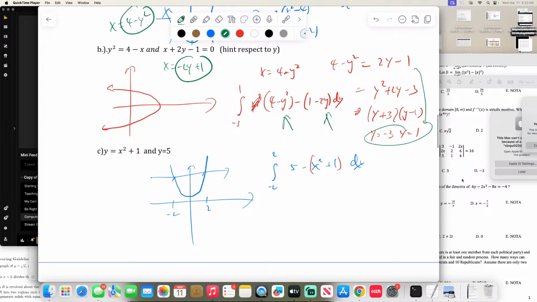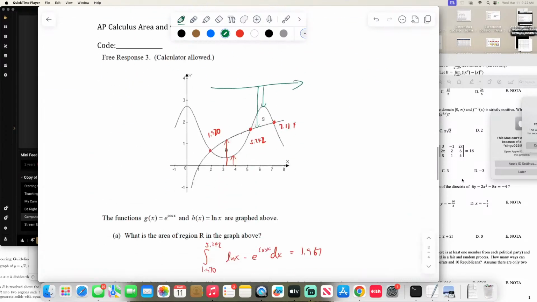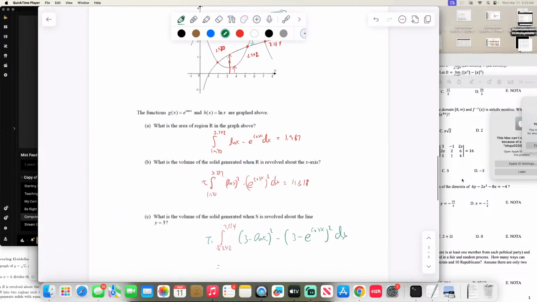Okay, and this one's the top minus bottom, but you have to make sure you have parentheses. I'm going to talk about how valuable the parentheses are. If you don't have parentheses, it's the wrong answer. So that's that. Now here's the last one.